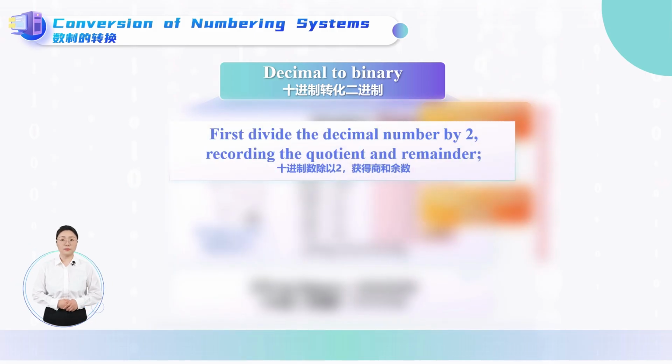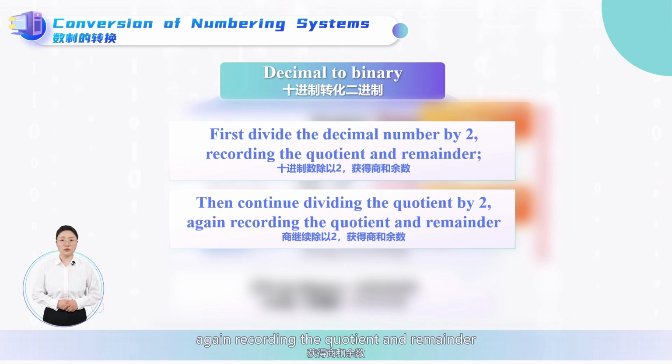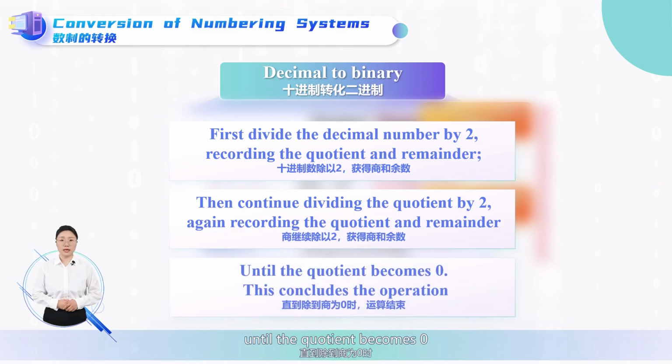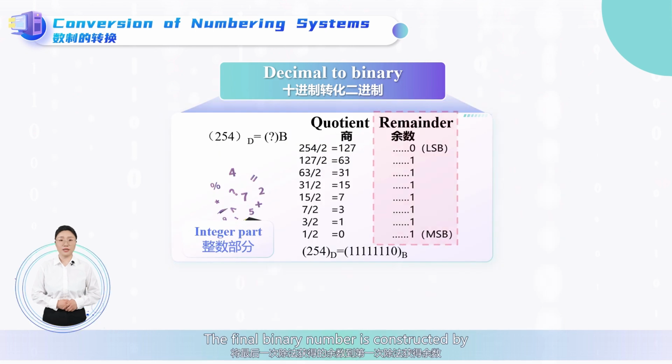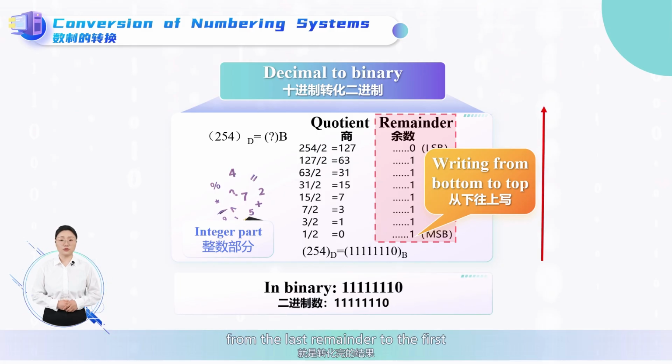In summary, the process of converting a decimal number to its binary number representation is as follows. First, divide the decimal number by 2, recording the quotient and remainder. Then continue dividing the quotient by 2, again recording the quotient and remainder, until the quotient becomes 0. This concludes the operation. The final binary number is constructed by writing out the remainders in reverse order, from the last remainder to the first.